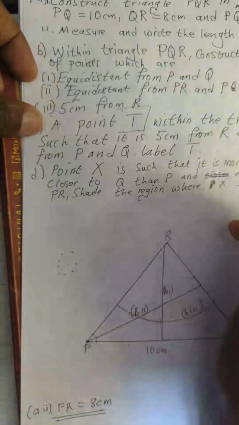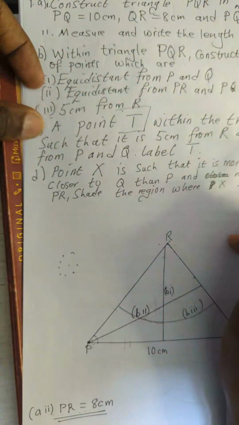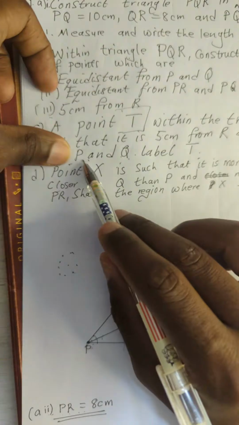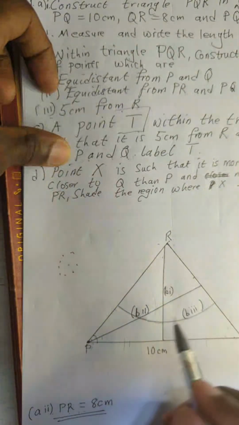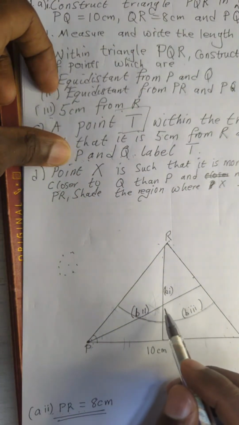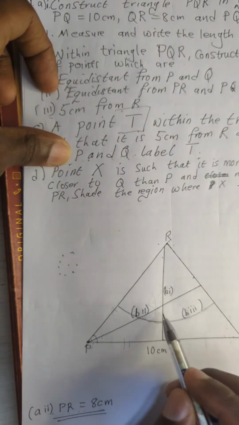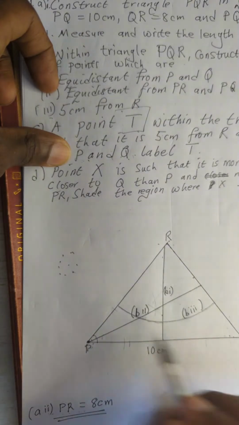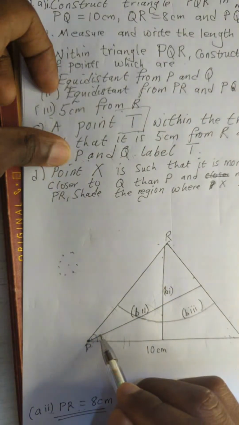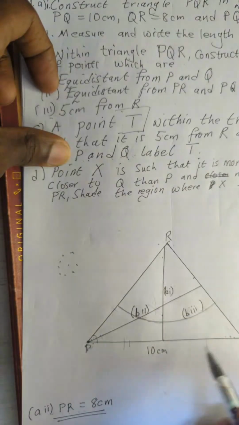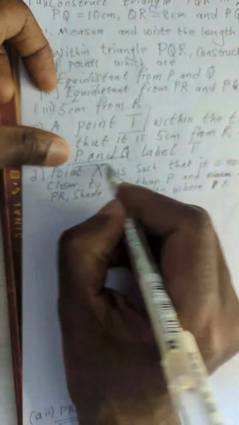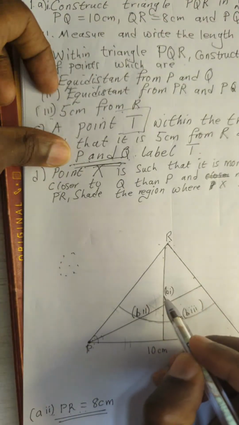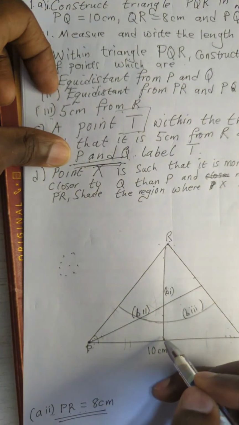And equidistant from P and Q. So again, this point is equidistant from P and Q. Which of these lines represents points that are equidistant from P and Q? This one represents points equidistant from PR and PQ, but we want equidistant from P and Q. So we're talking about this line. This is the line that represents points that are equidistant from P and Q.